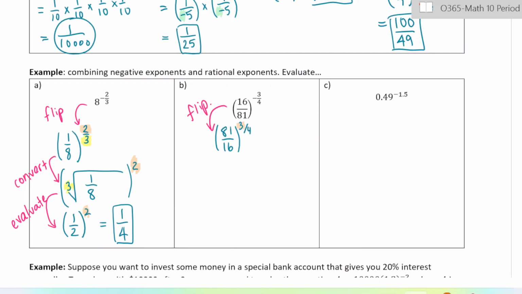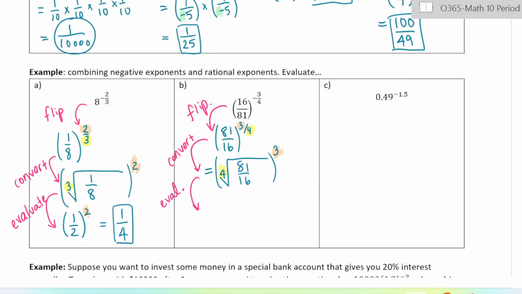Now this goes up top to the power. This goes down to the index. So this becomes the 4th root of 81/16, all to the power of 3. So far I've flipped. Now I've converted it. Now I'm going to answer the question, evaluate. I'll just do eval for short.